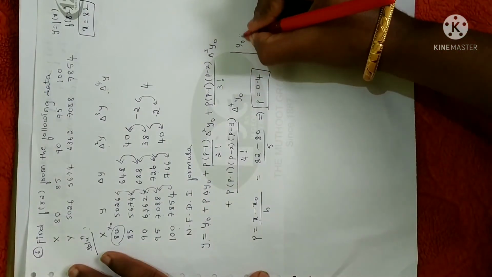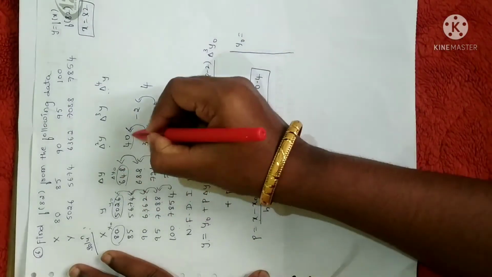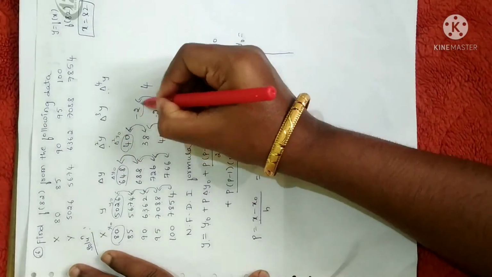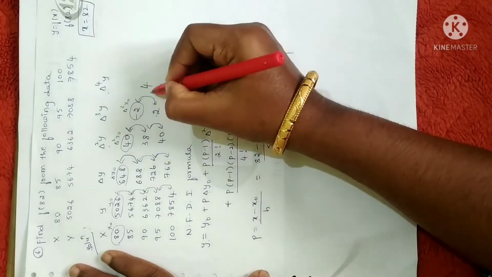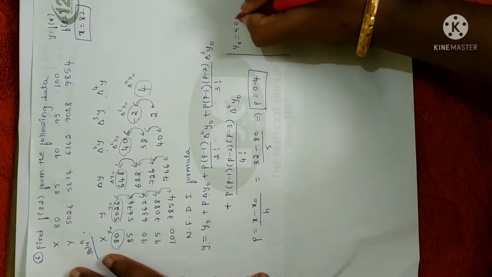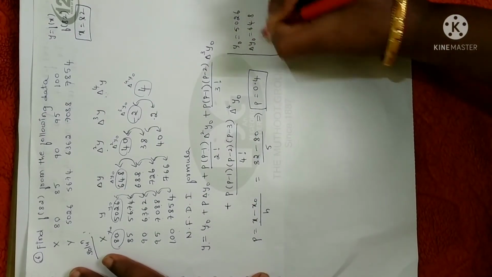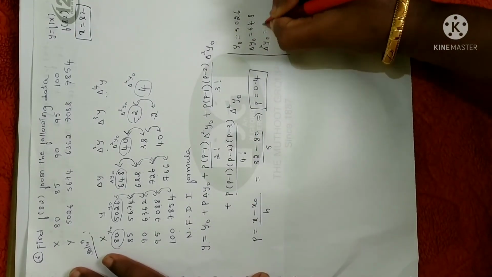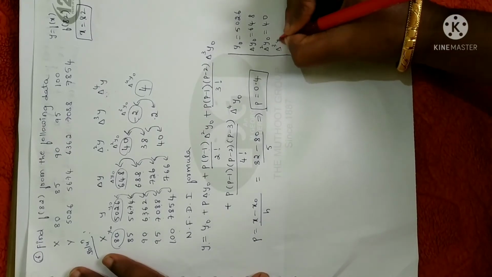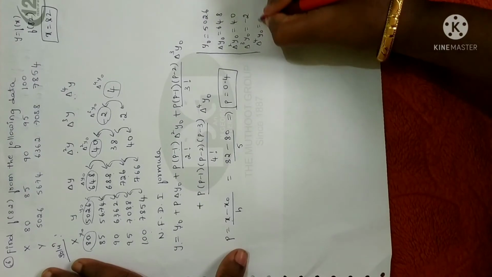So y naught, as I already told you, this is y naught, this is delta y naught, delta square y naught, delta cube y naught, and delta power 4 of y naught. I'll just make a list here. y naught is 5026. Next delta y naught is 648. Next delta square y naught is 40. Next delta cube y naught is minus 2. Next delta power 4 of y naught is 4.